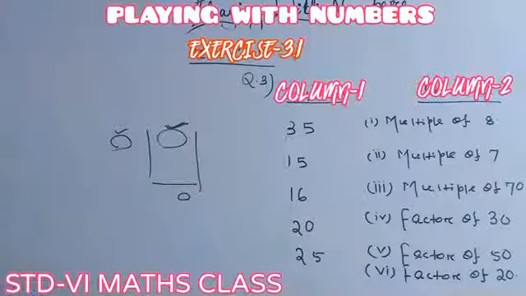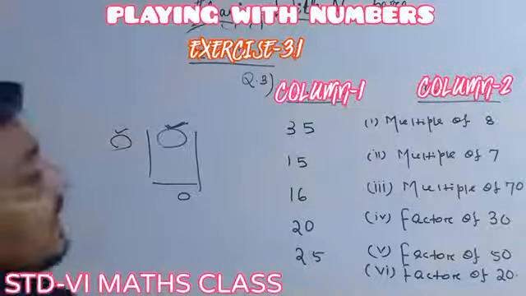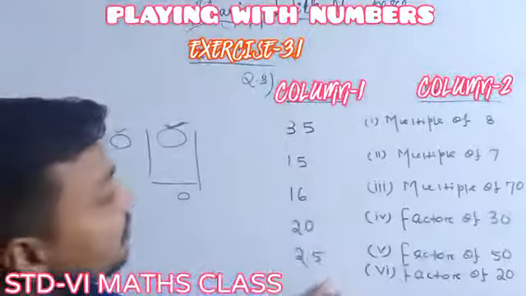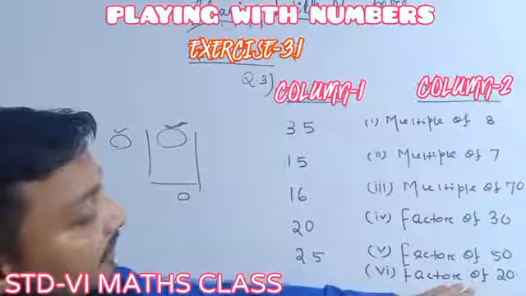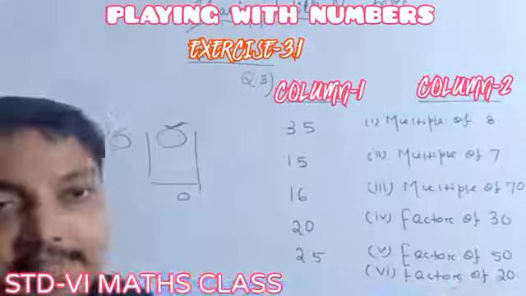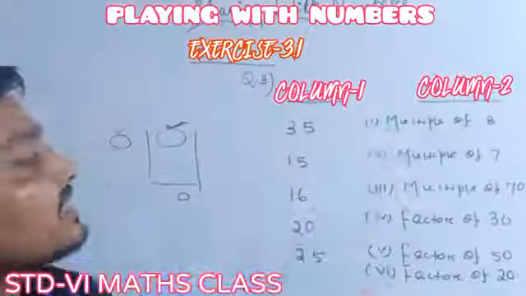Understood or not understood? See, in the first question, here there are 5 options, but here there are 6 options. So it means 100% one will be extra, it will be left on the right side. Okay.